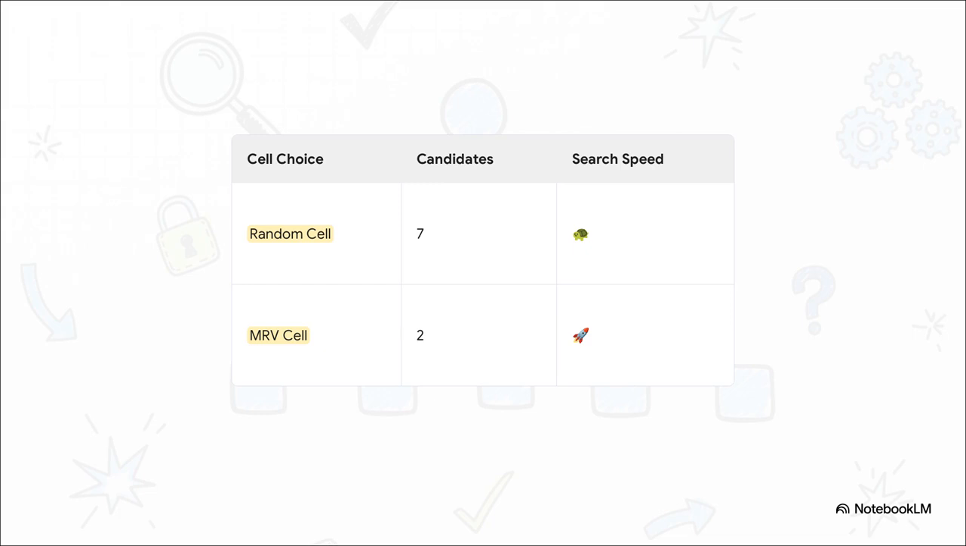And you can see right here why this is such a big deal. I mean, why would you start with a cell that could be 7 different numbers, creating 7 new branches to explore? By picking this MRV cell, which only has 2 options, you dramatically slash the amount of work you have to do. It's a huge optimization.